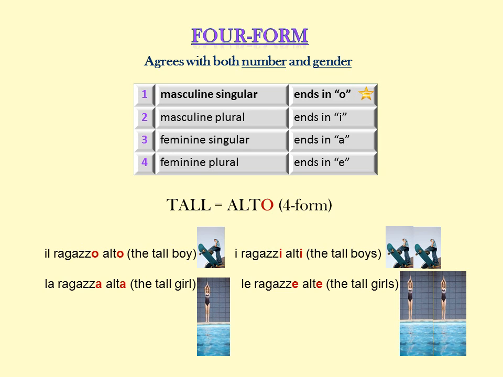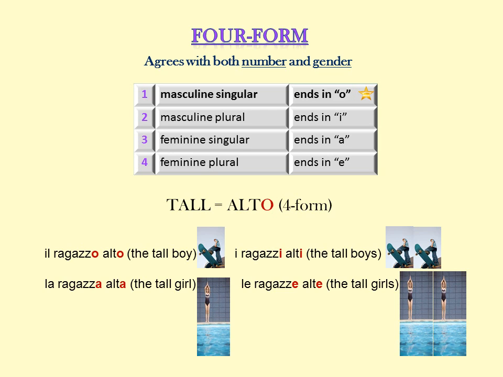Four-form adjectives will change their endings to agree with both the number and the gender of the nouns they modify, with the four possible endings being masculine singular, masculine plural, feminine singular, and feminine plural. A four-form adjective is any adjective whose masculine singular form ends in O. For example, if you look up the adjective tall in an English to Italian dictionary, you will see that its Italian equivalent is alto. Since the dictionary will always give the masculine singular form of the adjective, you may conclude that alto is a four-form adjective.